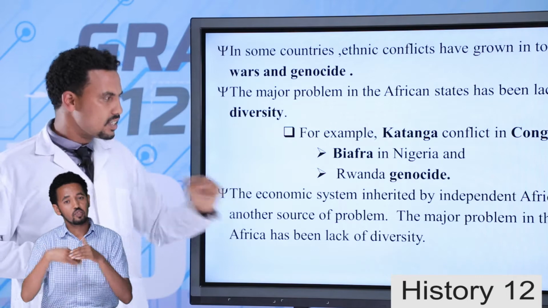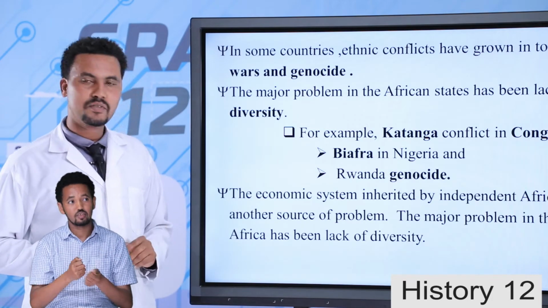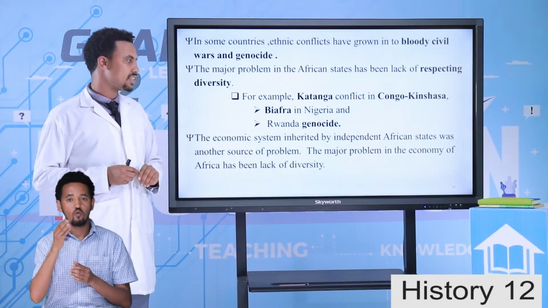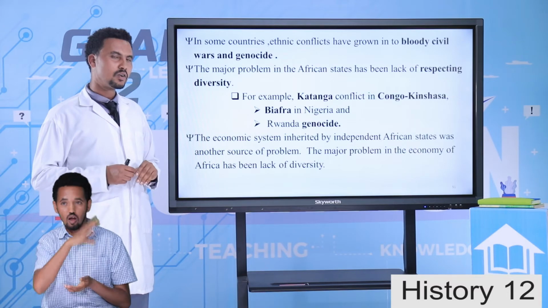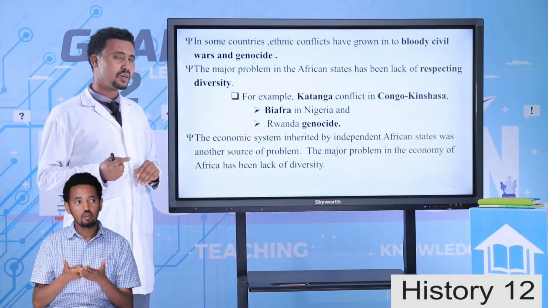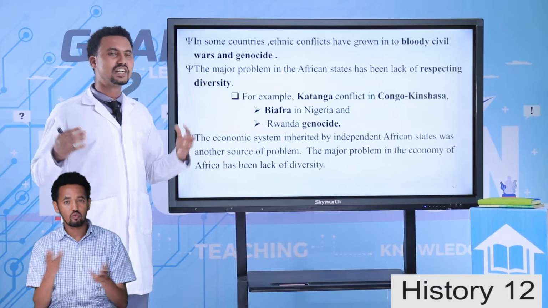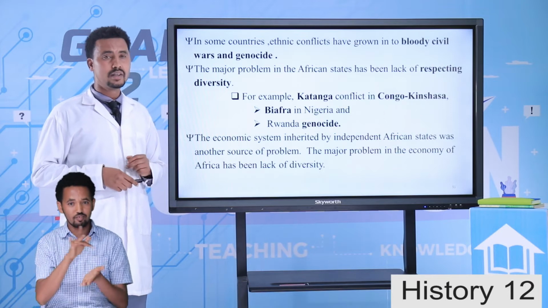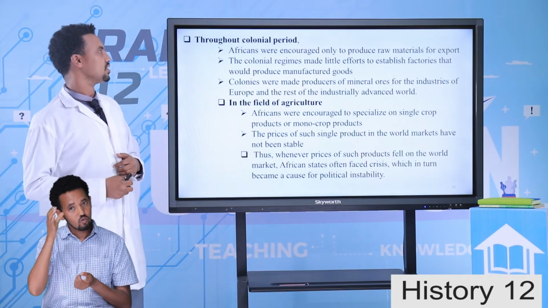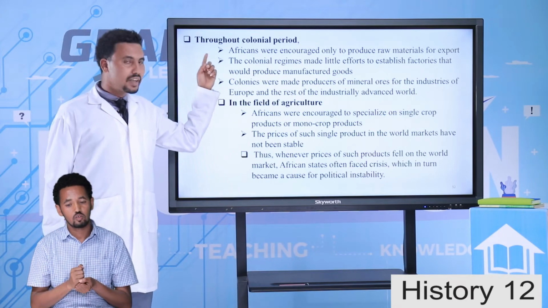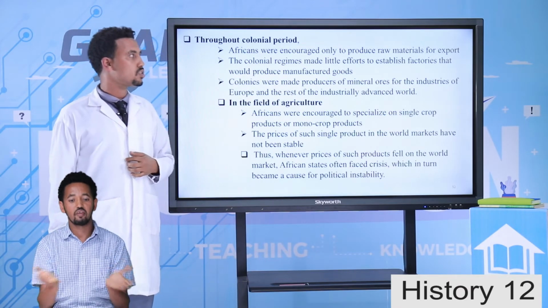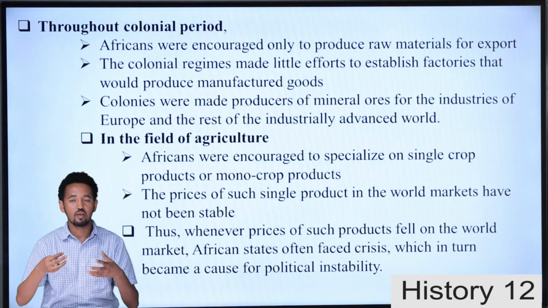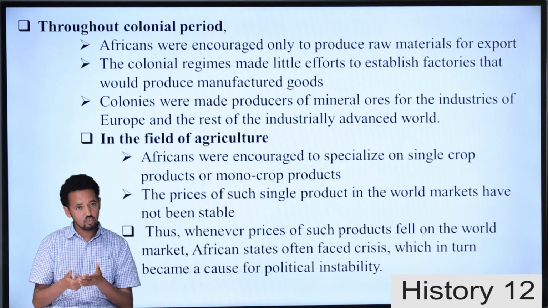The economic system inherited by independent African states was another source of problems. The major problem in the economy of Africa has been a lack of diversity. As I told you before, there is no respect for each other among the African states. It was one of the bases of conflict for the continent. Throughout the colonial period, Africans were encouraged only to produce raw materials for export. The African people produced different raw materials only for export.